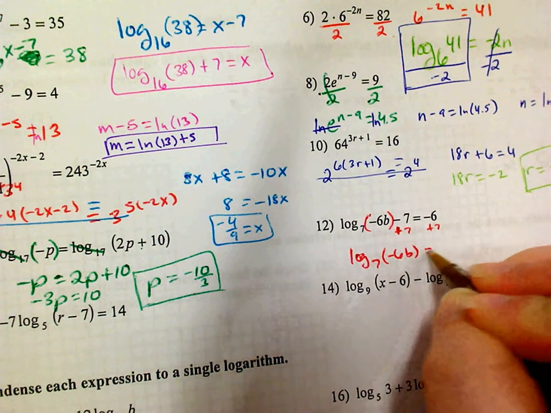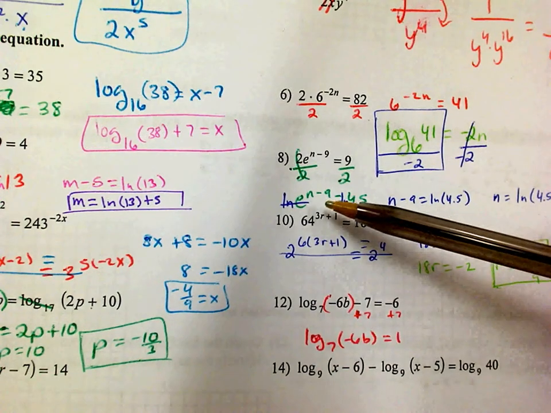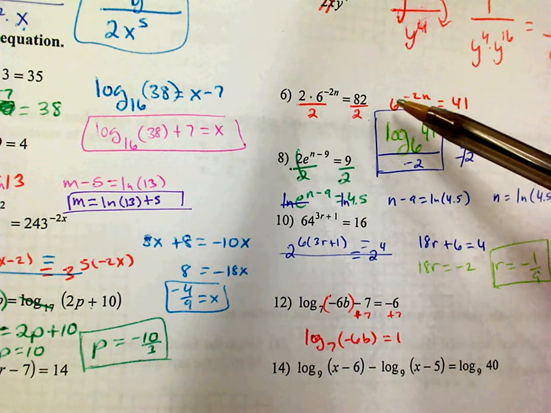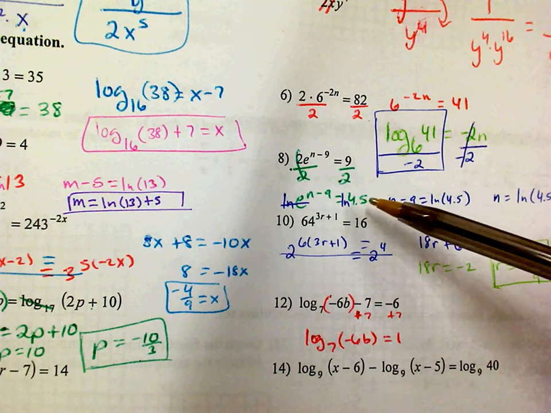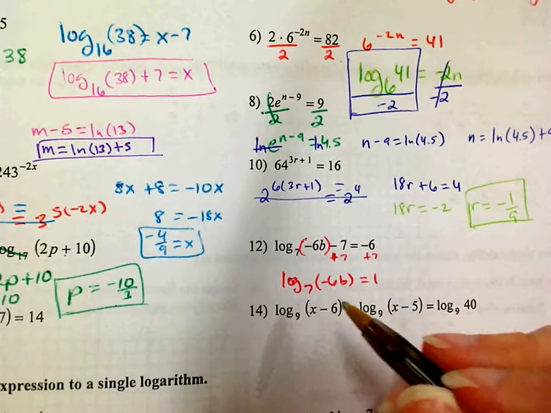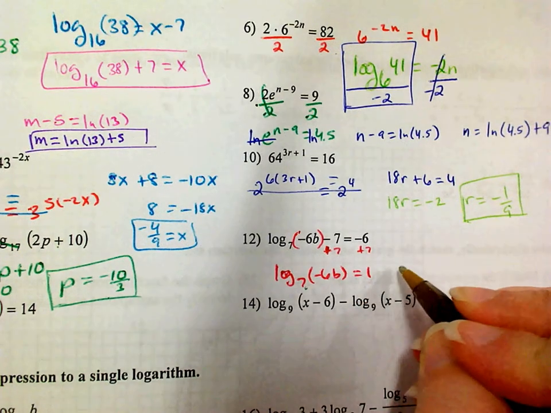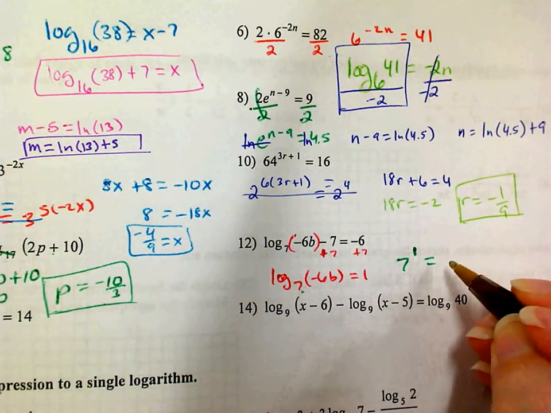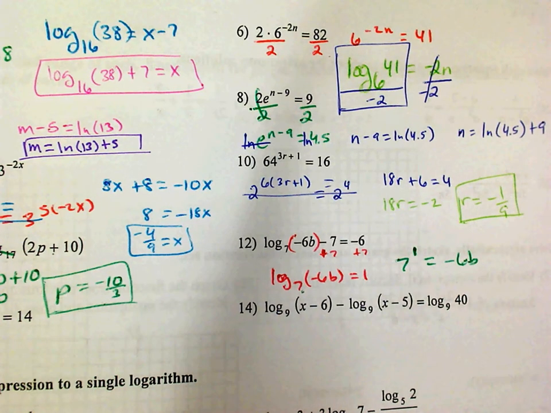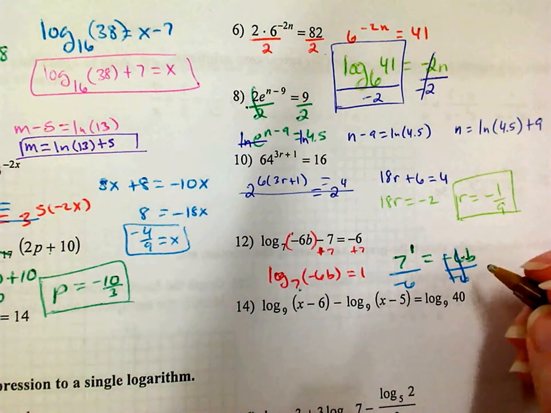Now, just like up here, when you have an exponential equal to a number, you convert to log. In this case, we use natural log. Well, now I've got a log equal to a number, so I'm going to convert to exponential. The base of the exponent is the base of the log, so 7 to the first has to equal negative 6b. Well, if I'm trying to solve for b, then I'm going to divide by negative 6. So b equals negative 7/6.